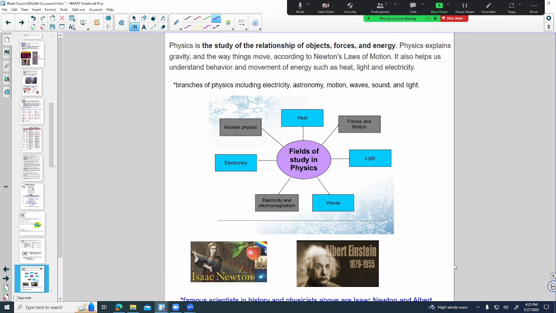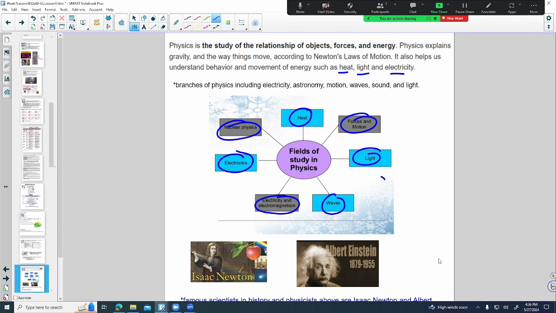Okay, physics. So physics is the study of the relationships of objects, forces, and energy. Physics explains gravity, meaning the way things move according to Newton's laws of motion. It also helps us understand behavior and movement of energy, such as heat, light, and electricity. So there are fields of study in physics. Under that, there's heat, forces in motion, light, waves, electricity and electromagnetism, electronics, and nuclear physics.